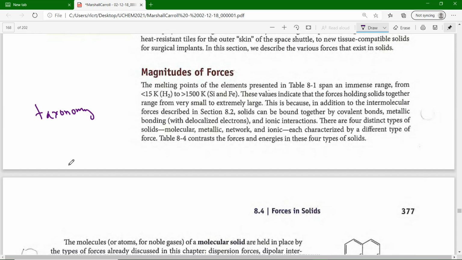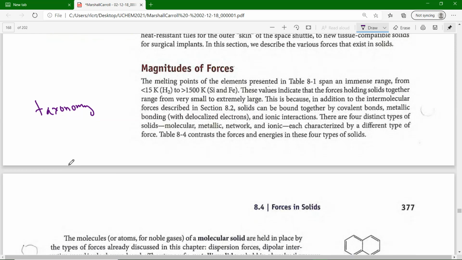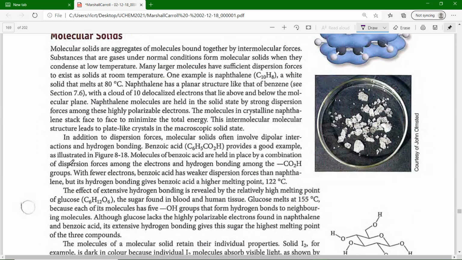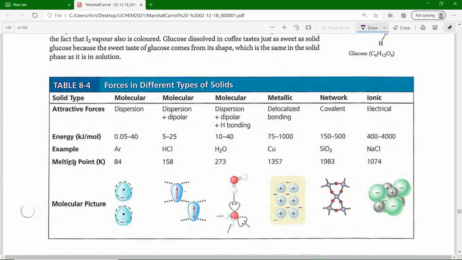So table 8.4 contrasts the forces and energies in these solids. Table 8.4, where is that? Because that's a very important table. It's on page 377. Let's jump there, and then we'll look at each one. So we have attractive forces to keep solids together.